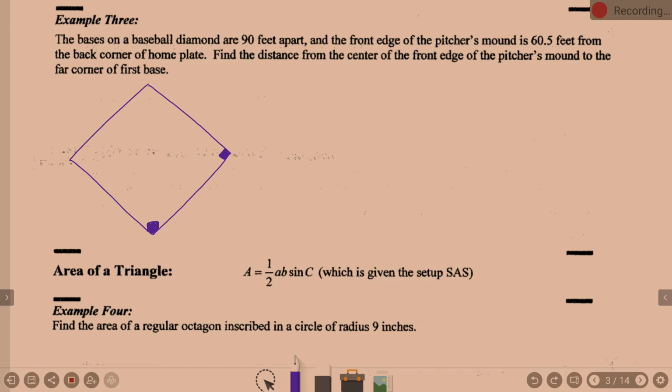The bases on a baseball diamond are 90 feet apart. So the distance between home and first is 90 feet, at least on this particular baseball field. The front edge of the pitcher's mound is 60.5 feet from the back corner of home plate. So, pitcher's mound somewhere in here. The distance they're giving is between the front edge of the pitcher's mound and the back corner of home plate. So that distance right there is 60.5 feet.